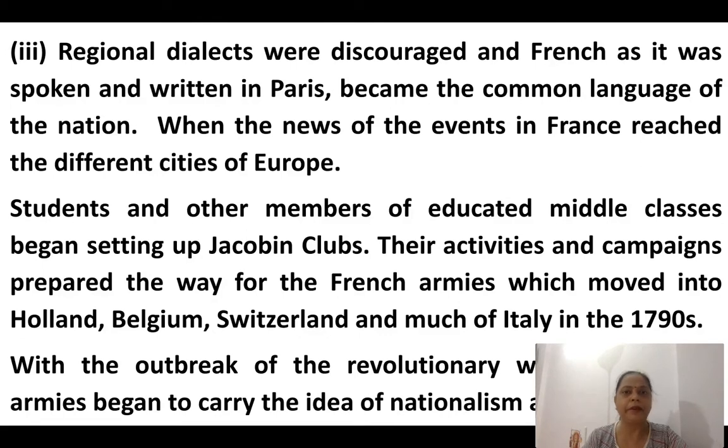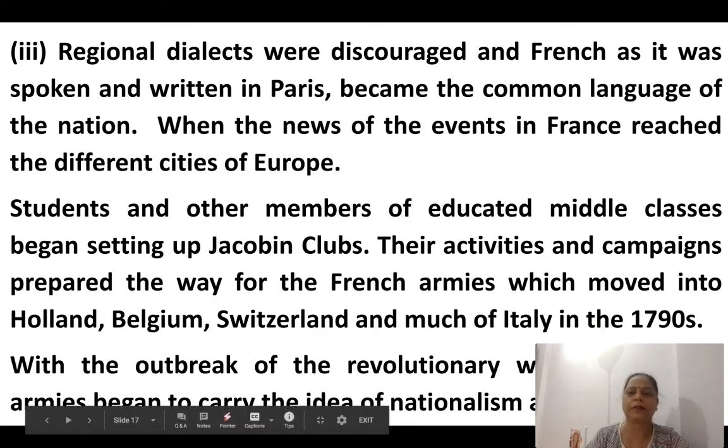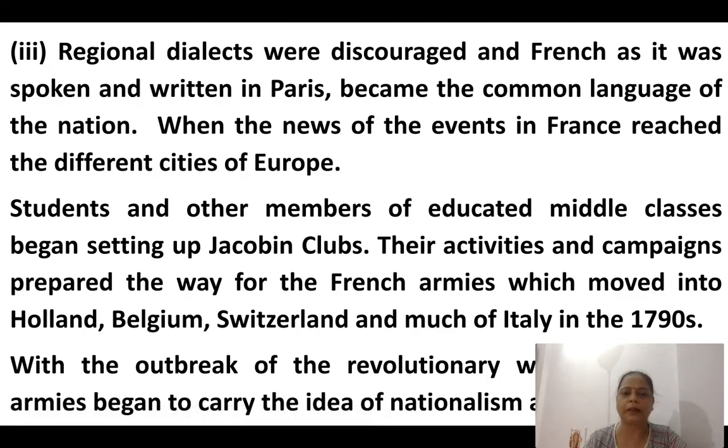The same way, French was declared as the common language of the nation. When the news of the events in France reached the different cities of Europe, students and other members of the educated middle class began setting up Jacobin clubs. These were the clubs which regulated the activities. Their activities and campaigns prepared the way for French armies which moved into Holland, Belgium, Switzerland and much of Italy in the 1790s. With the outbreak of the Revolutionary War, the French armies began to carry the idea of nationalism abroad. This was how nationalism spread from France to the other nations of Europe.